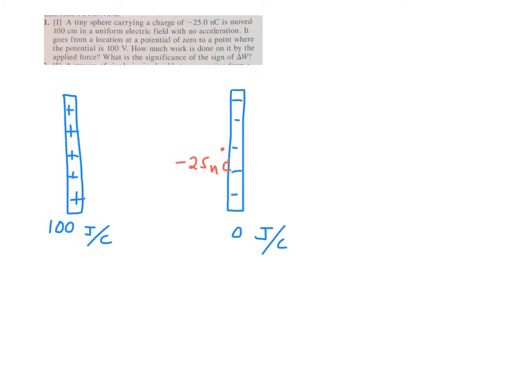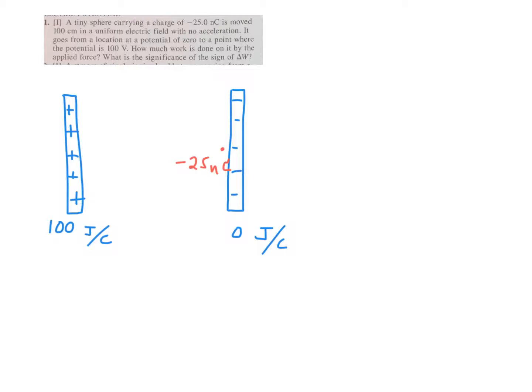Day 24, page 654, number 1. Here's a good conceptual problem. We have a negative charge that's being moved from a 0 volt potential, 0 joules per coulomb, to a location, let's say it's the whole way. It doesn't say that's the whole way, but you're going to another location where you're going to have a potential of 100 joules per coulomb.